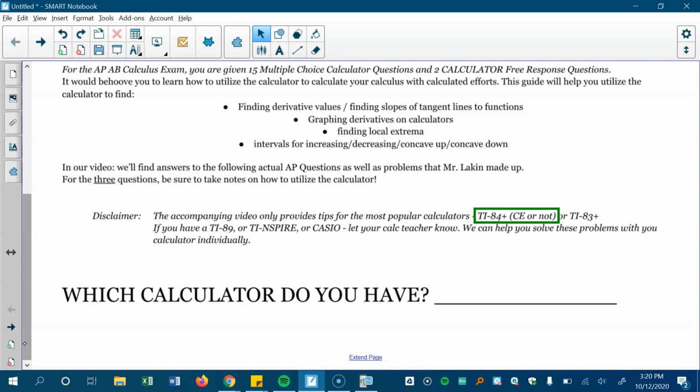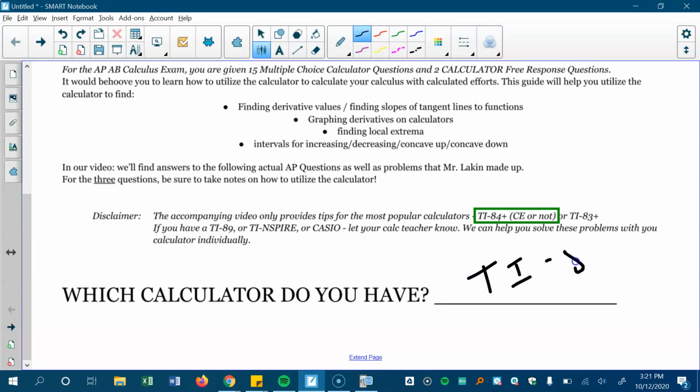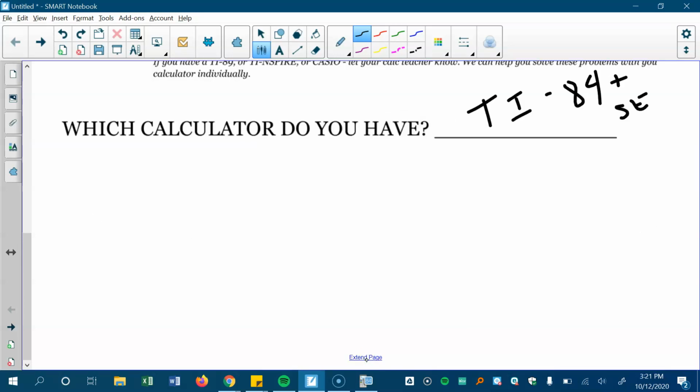The accompanying video will only provide tips for the most popular calculators, which are TI-84 Plus or TI-83 Plus. If you have a TI-89, Inspire, or Casio, just let one of us know, and we can help you figure out how to solve the calculus problem with your specific calculator. The calculator that I have and that I use is the TI-84. I think I have the silver edition, and I had to upgrade the OS on it. So I'm just going to make a note here. Actually, I'll do that on the next page.